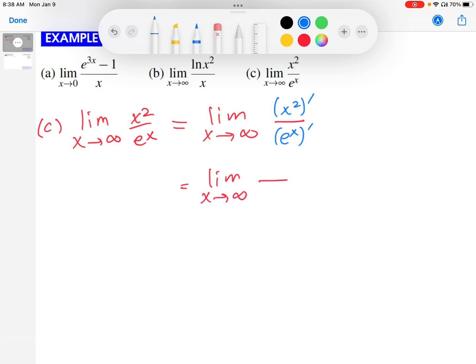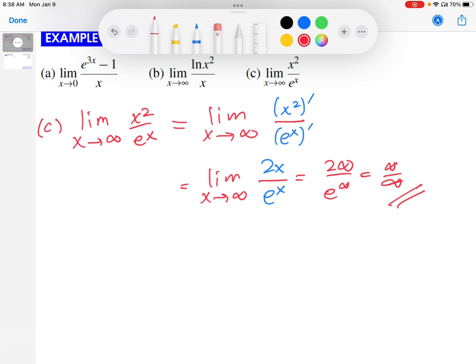Derivative of x squared is 2x. Derivative of e to the x is itself. And now I'm going to try substituting in infinity again. I'm going to get 2 times infinity over e to the infinity. Hey, I get infinity over infinity again. I did not get a number like in the other 2 examples. I got another indeterminate form.